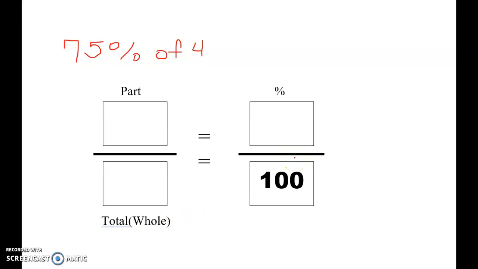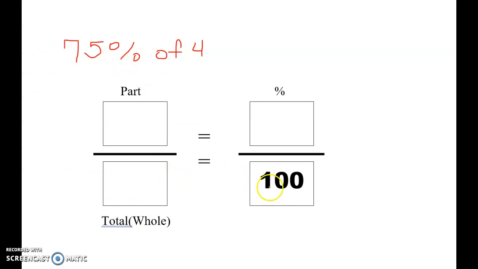All right, so here is where we're going to use a proportion to solve percent of problems. You'll see in the PowerPoint later on where we do a word problem like this, but I just wanted to do a video to show you and explain to you where the numbers are going in the proportion and how to solve it step by step.